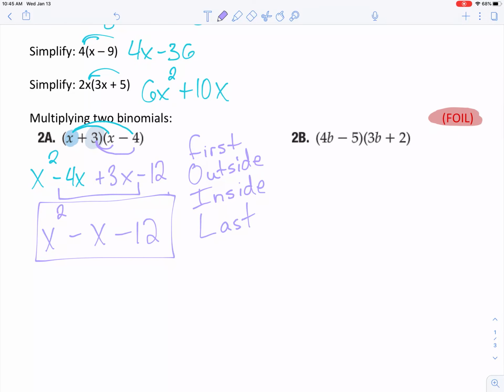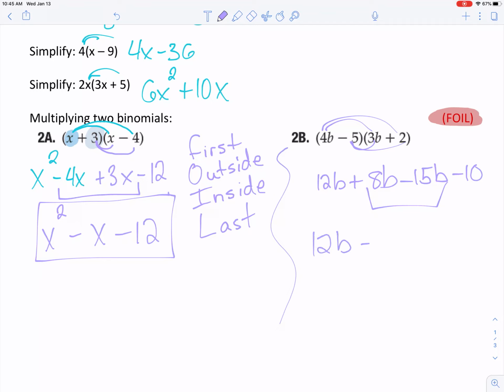So to practice that again, multiply the first two terms together, to kind of think of it with the FOIL mnemonic device in our head here. 4b times 3b is 12b squared. Then the outside terms, 4b times 2 is 8b. Then the two inside terms, negative 15b. And the last terms from each binomial, negative 10. Combine like terms. Oh, I forgot the b squared. Sorry about that. And that's our final answer.